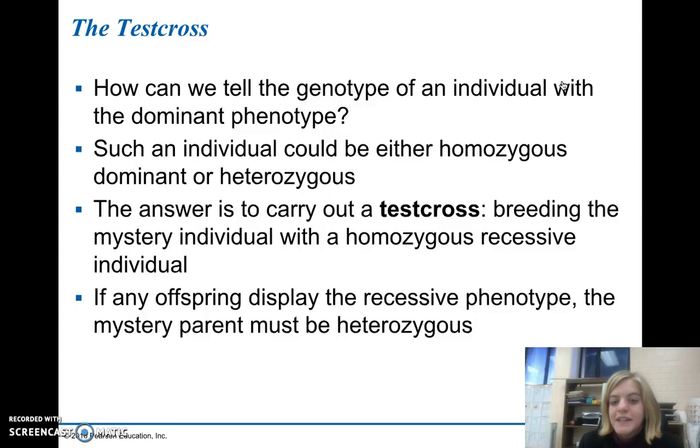This is where he didn't know the genotype of the parent involved, so he wanted to figure out what that parent's genotype would be. He would do this by breeding the mystery parent with a homozygous recessive individual. So, for example, a purple flower of unknown genotype with a white flower, because he knows that the white is little p, little p. If any of the offspring display the white flower, then he knows the parent has to be heterozygous, because if it was homozygous dominant, he would not have gotten any white flowers, just like in the F1 generation.